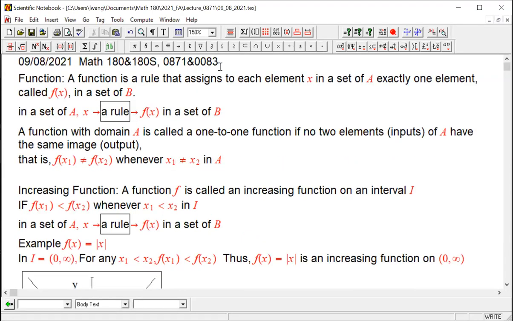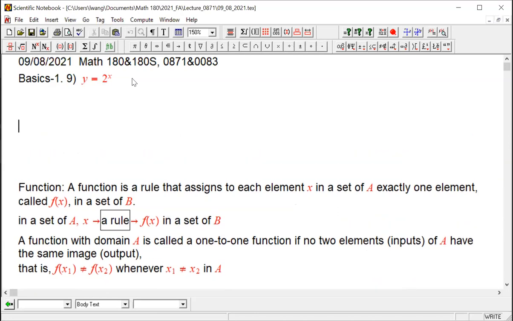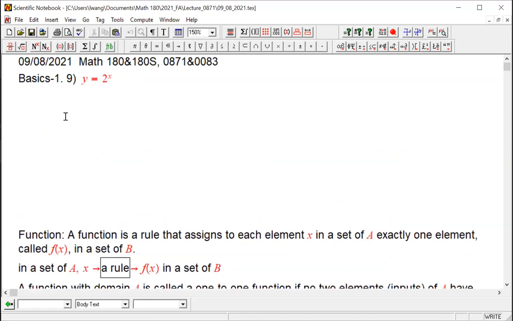Okay, so move to the top. Basic 1 again. So far, we're building the foundation. Okay, number 9. The function in consideration is 2 to the power x. This is a function, because this spells out the rule of the function.